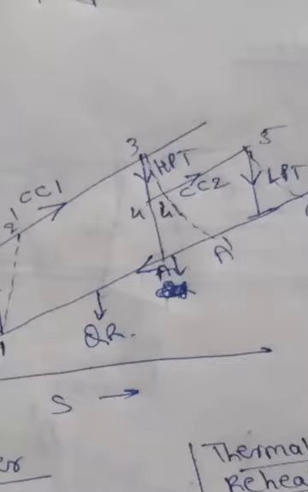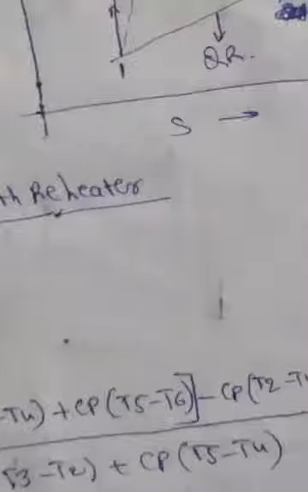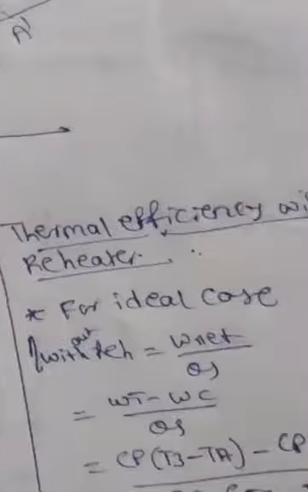Now without reheating, the expansion takes place directly 3 to 8. This is called without reheating, and in the actual case 3 to 8 dash. Sometimes the comparison is between with reheating and without reheating. Sometimes you should write the equation, and based on this concept, let us write the thermal efficiency with reheater and thermal efficiency without reheater.